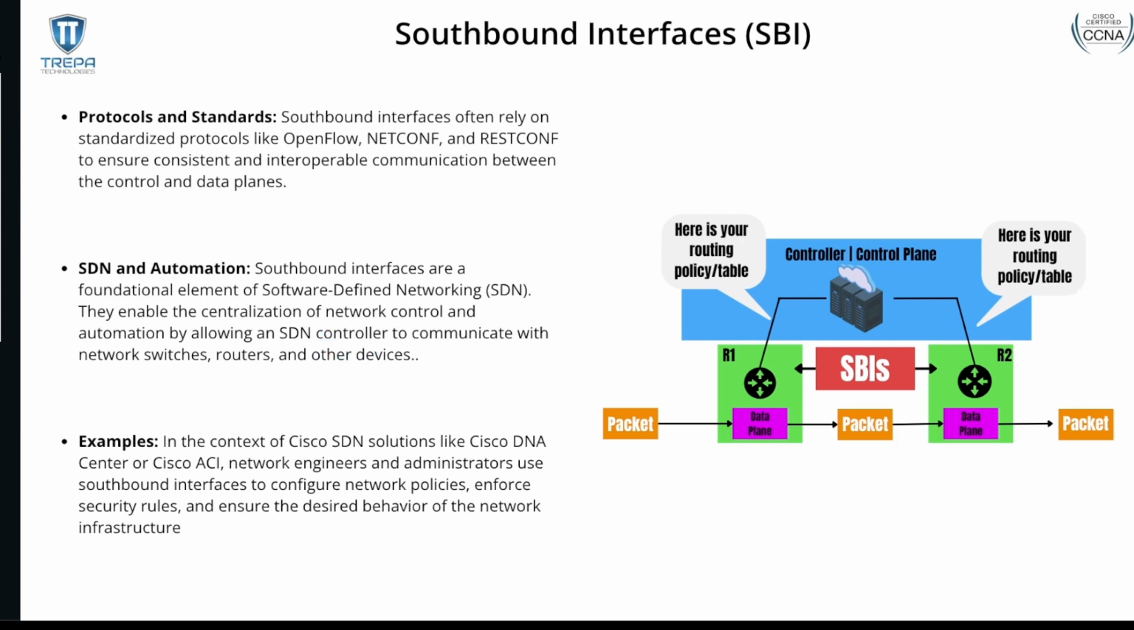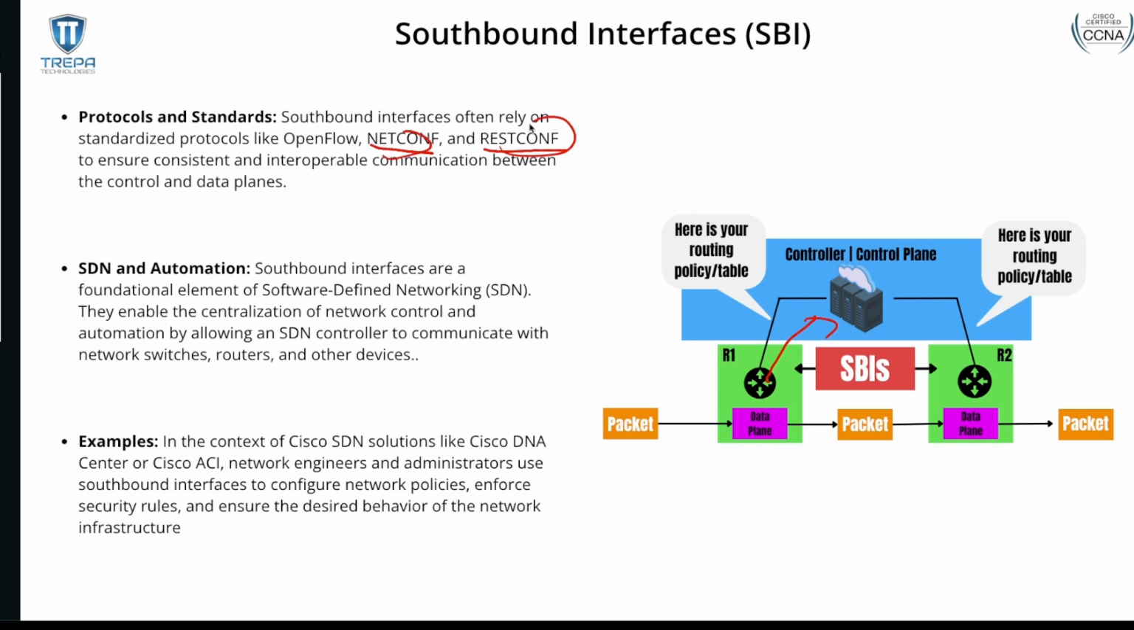Okay, so now what else do they do? They have protocols and standards. Southbound interfaces often rely on standard protocols like OpenFlow, NETCONF, and RESTCONF, like I've been talking about, to ensure consistent, interoperable communication between the planes. What we're trying to say here is that these languages need to talk between our southbound infrastructure and interfaces and our control plane. In Cisco, NETCONF and RESTCONF are what we're going to be using.